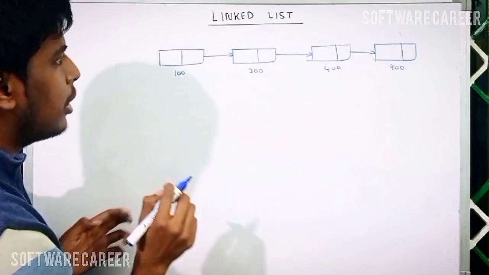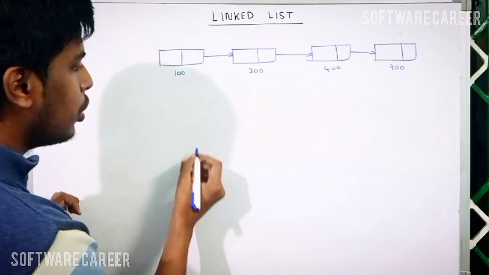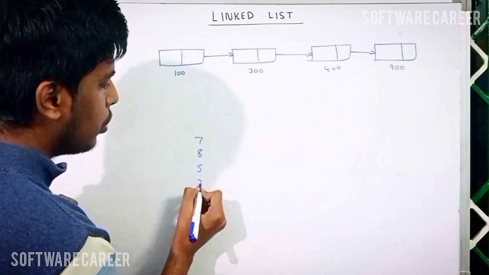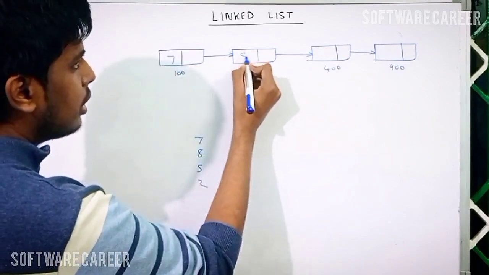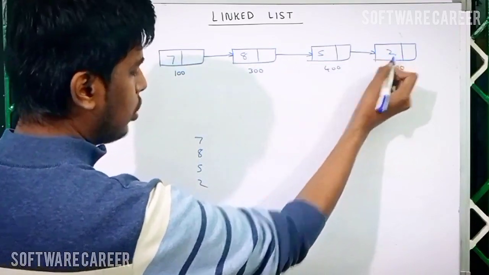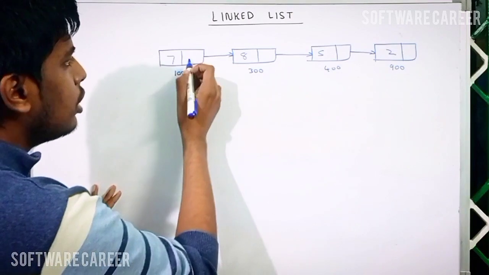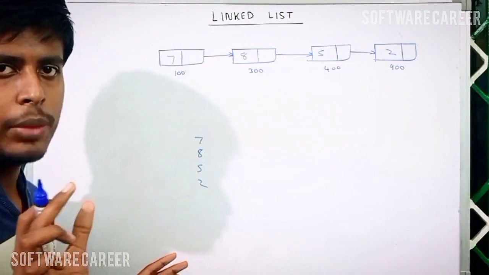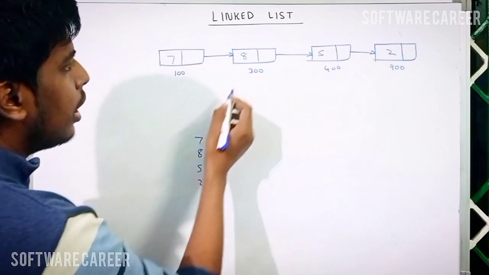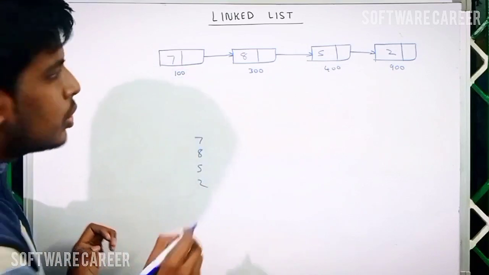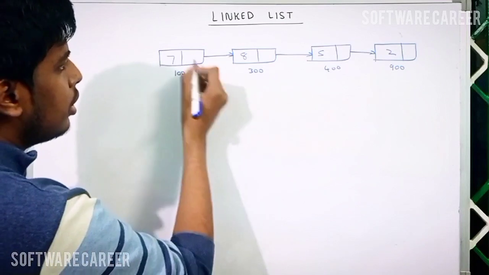Now let's see what the data part is. This data part can store data values in the linked list. Suppose you want to store 7, 8, 5, 2. Where can you store them? In the data part. This is 7, then this is 8, then this is 5, this is 2. These elements are stored in the data part. Now what is the second thing? This is the pointer part. The pointer part stores the address of the next node. The address of the next node is 300, so the address of the next node is stored in the previous node's pointer. So 300 is stored here.